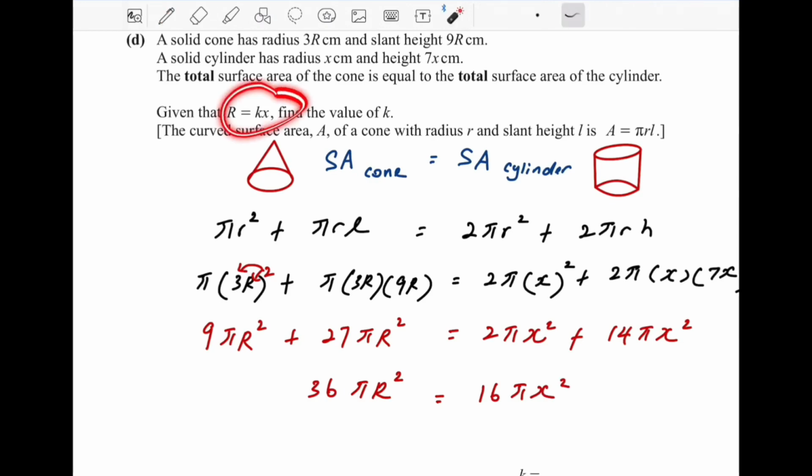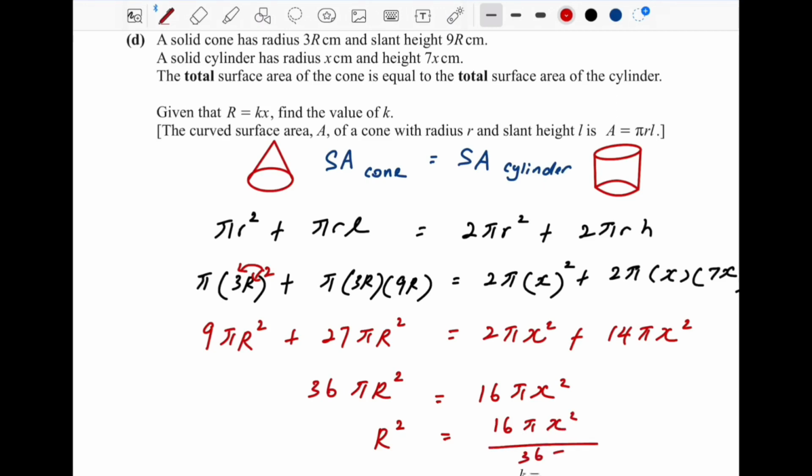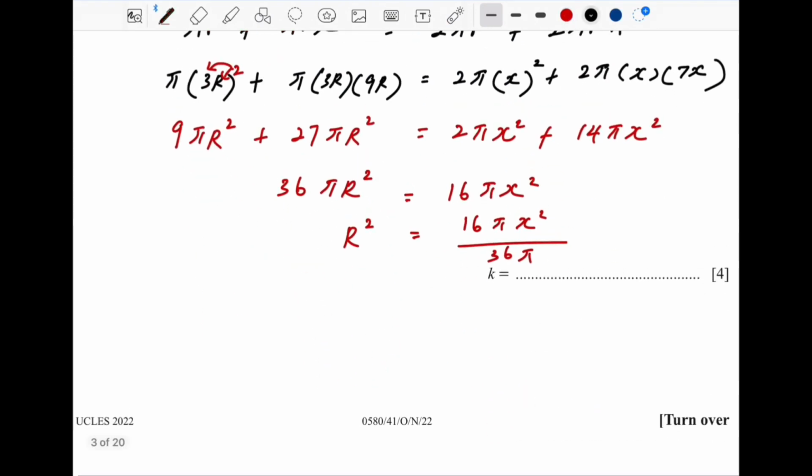Okay. r equals to kx. Oh, I can make r a subject if I want to. Okay, so I bring this to the other side. r squared equals to this. Okay, can I simplify it? 16 over 36, divided by 2, divided by 4, 4 over 9x squared.